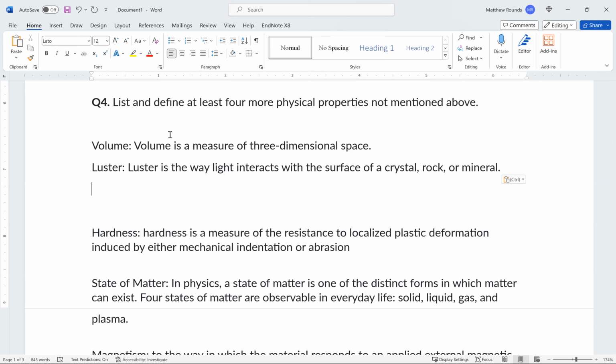I wish the teacher didn't give me any examples because then it would be easier. I didn't know area was a physical property. Say that again. Area is a physical property. We can use that one. Sure. Okay, here is the area definition. Now I'm going to look for one more.